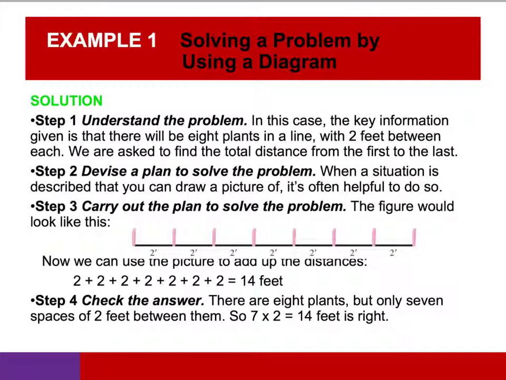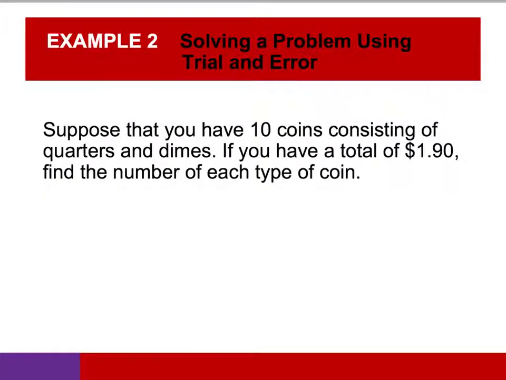Now we're going to go through the next couple ones, so if you guys want to just pause the video, try to figure out on your own, we can go ahead and do that. So, this one, suppose we have 10 coins consisting of quarters and dimes. You have a total of $1.90. Find the number of each type of coin. So if you want to go ahead, pause, try to figure out, and I'll show you guys how to go through the steps.